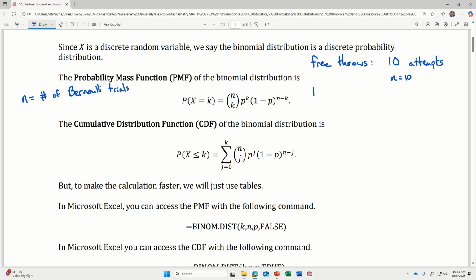K, when it shows up in this formula, is the specific outcome we are asking about. And then the p in this formula is the probability of success for each individual Bernoulli trial.